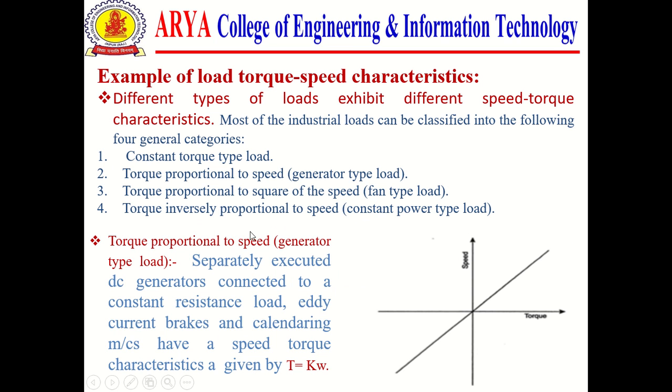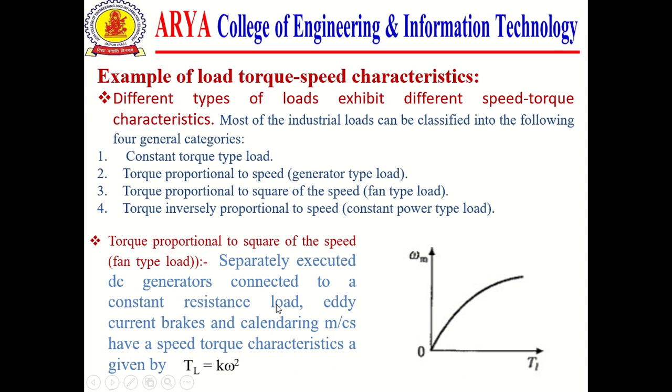And second, the torque proportional to the speed type of load. For example, a separately excited DC generator connected to a constant resistance load, eddy current brakes and calendering machines have a speed-torque characteristic given by T equal to K omega, where K is a constant. T is directly proportional to the speed. So these characteristics are given by this type of load.